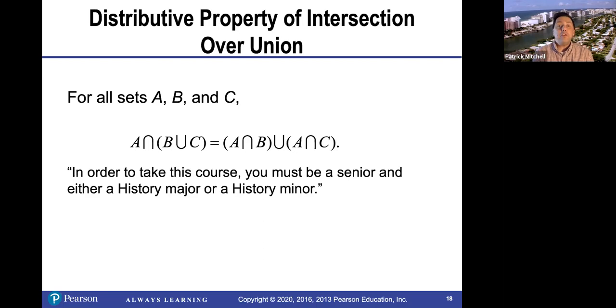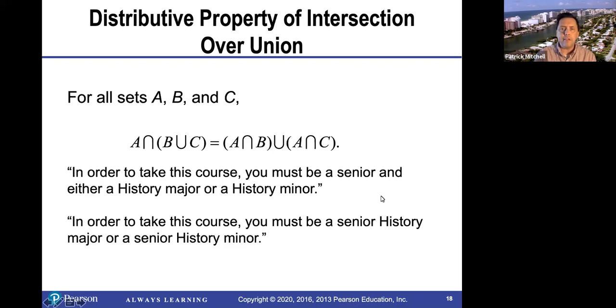So let's say that you were looking at some upper level history class, and it said, in order to take this course, you must be a senior and either a history major or a history minor. So imagine set A is the set of all seniors, set B is the set of all history majors, and set C is the set of history minors. I think you can convince yourself that this means the same thing as this. In order to take this course, you must be a senior history major or a senior history minor, right?